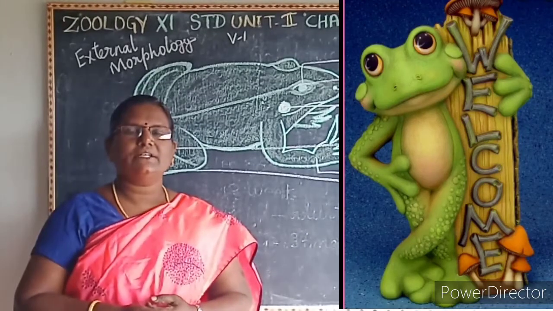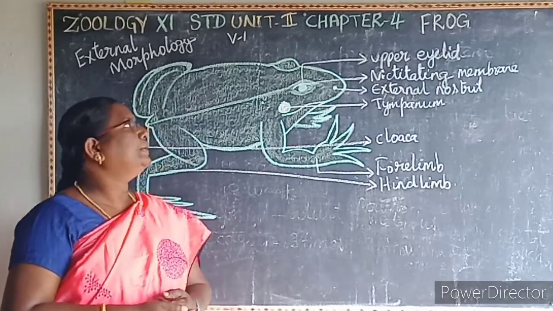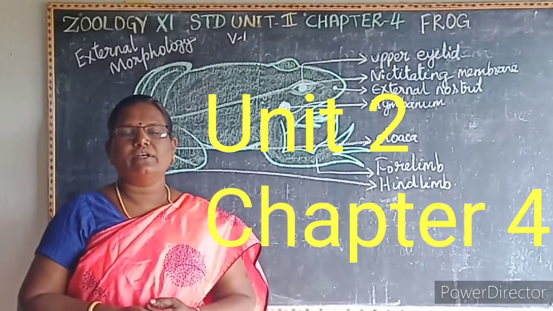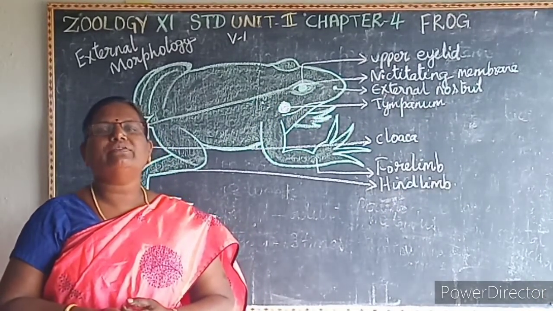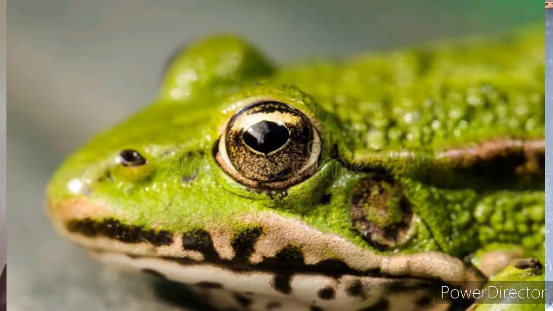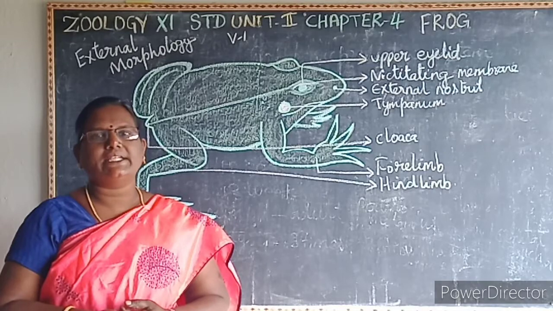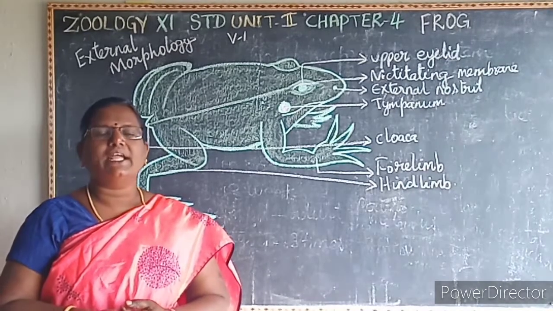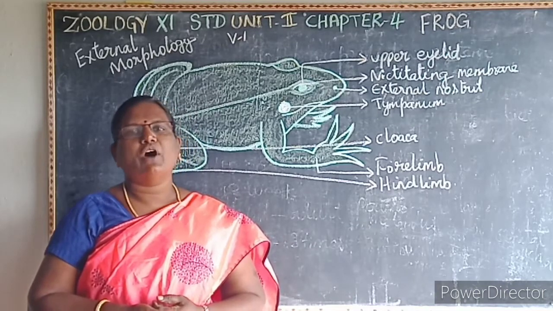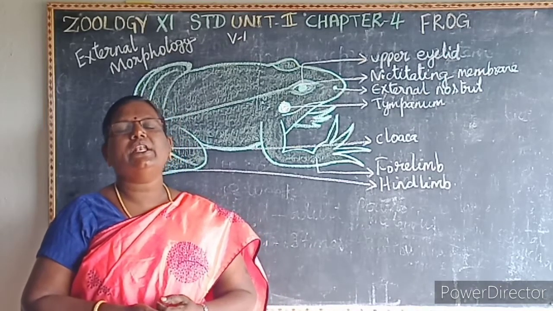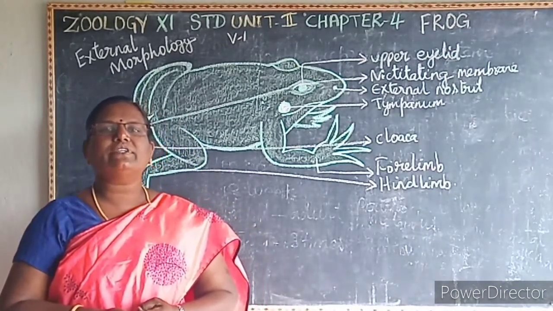The 11th standard zoology class, unit 2, chapter 4, frog. In this class we are going to learn about the morphology of the frog. Morphology means what? External characters. Logy means study, and morpho means external. The study of the external characters is known as morphology.